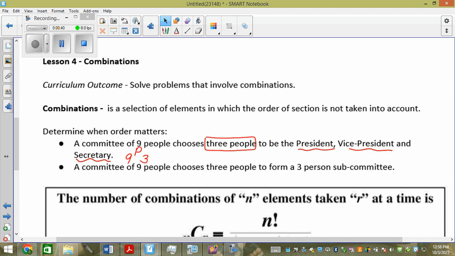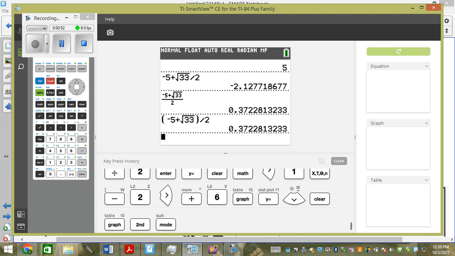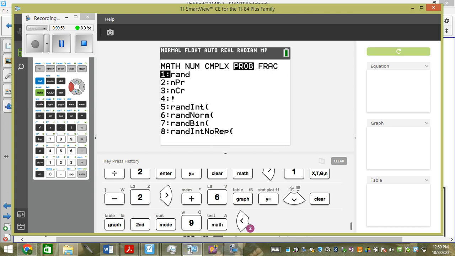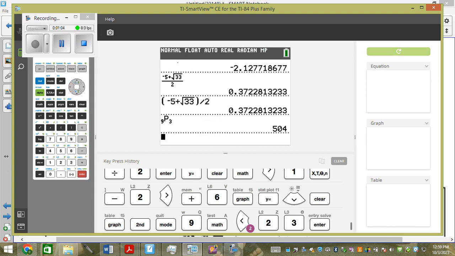Because I have 9, it's a permutation, order matters, 3. So we're going to type that into our calculator. So you know where that factorial symbol is? That's where we're going to find the P. So we're going to go 9, math, over to probability where we find the factorial, but we're going to pick number 2, 3. So 9P3 is 504.